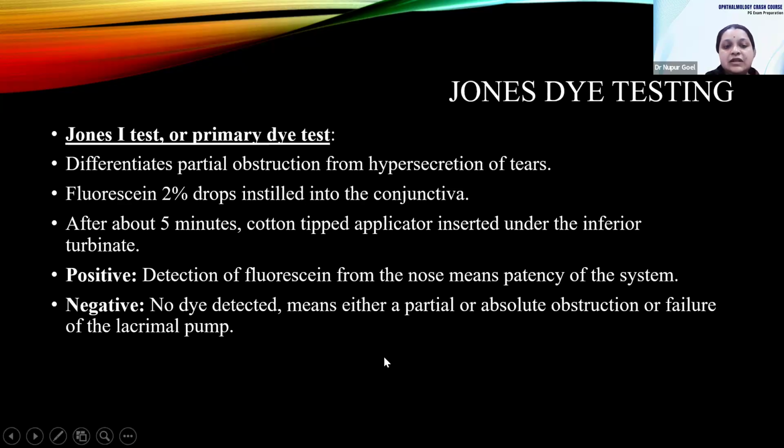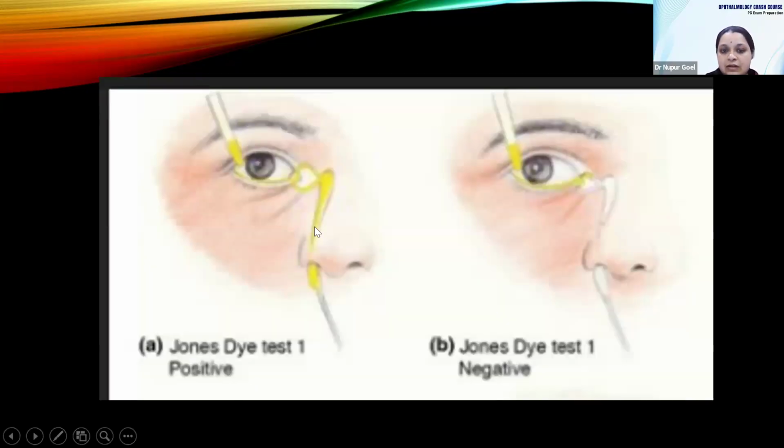So you instill a fluorescein 2% drop into the conjunctiva, and after 5 minutes you take a cotton tip applicator and you insert it under the inferior turbinate. So if it is positive, there is a detection of the fluorescein from the nose, which means there's a patency of the system. Negative means the dye is not detected. It means there is either a partial or absolute obstruction or failure of the lacrimal pump. So as you can see, this is the Jones dye test. Positive when you see the fluorescein in the cotton tip applicator, and negative when there is no fluorescein in the cotton tip applicator.